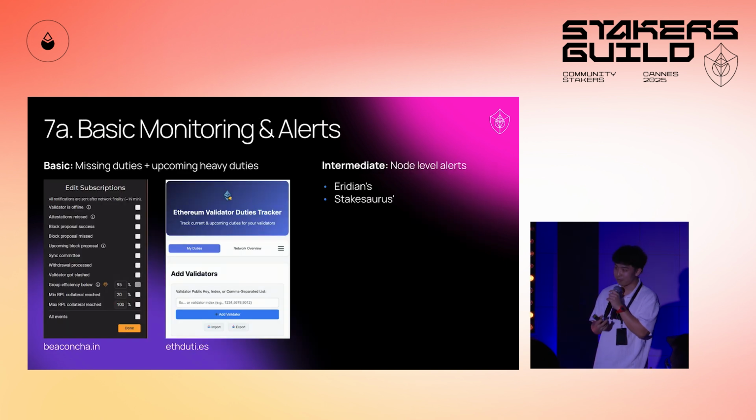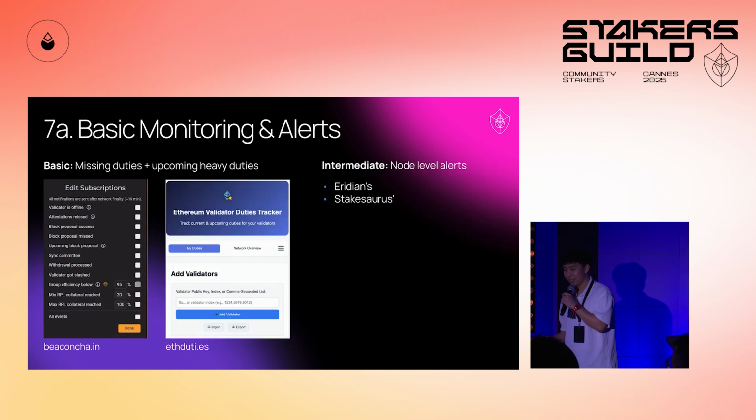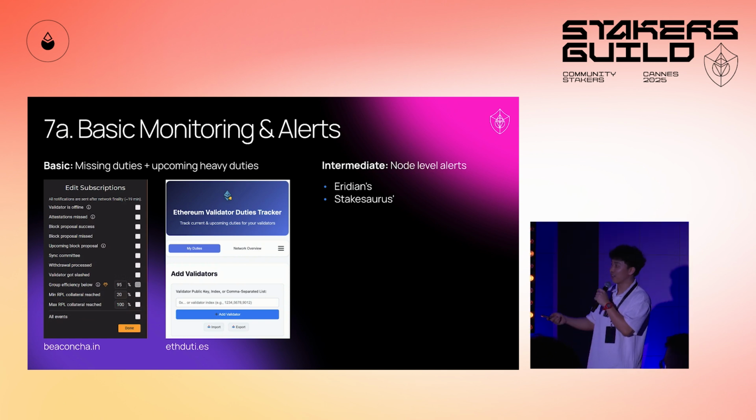All right, the most important part, in my opinion, is basically knowing when things are not going right, or knowing when things go wrong. So basic monitoring and alerts: you have on-chain monitoring, which alerts you when you miss duties and when you have upcoming heavy duties like sync committee and block proposals. You can do this using beaconcha.in or ethdutie.fi. It's very easy to use. Just input your validator public key and it'll start monitoring and alerting you.